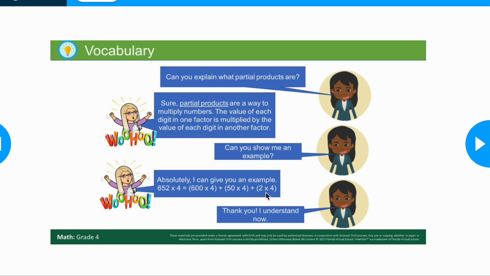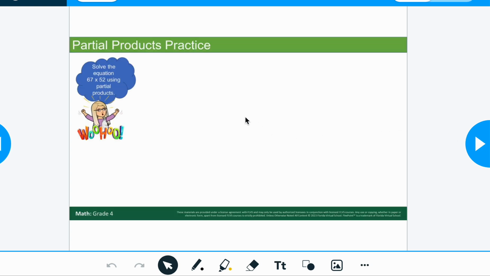650 and then 2, and then we're multiplying each of them by 4. Oh, and then we're adding those numbers together. I get it.